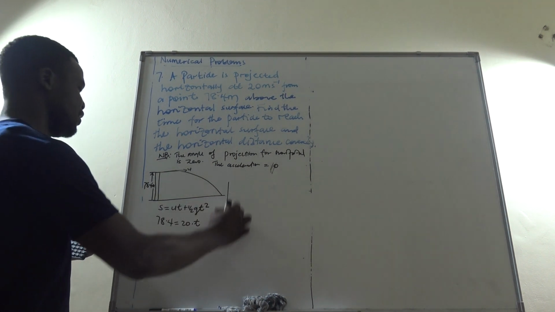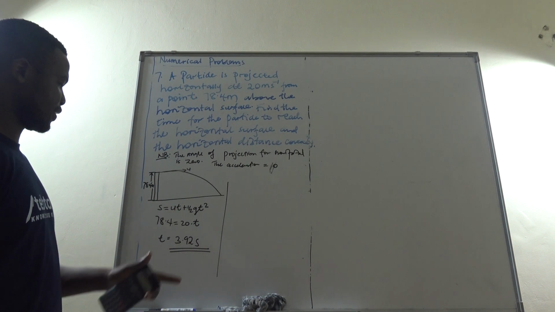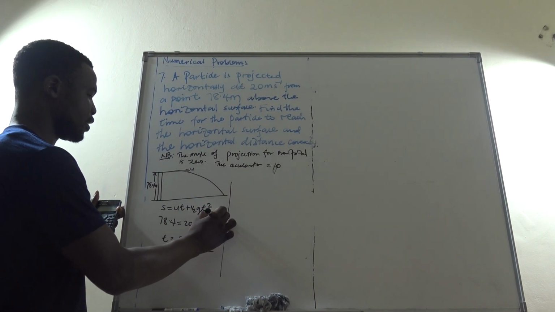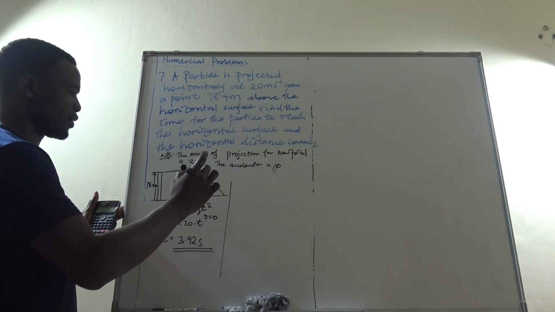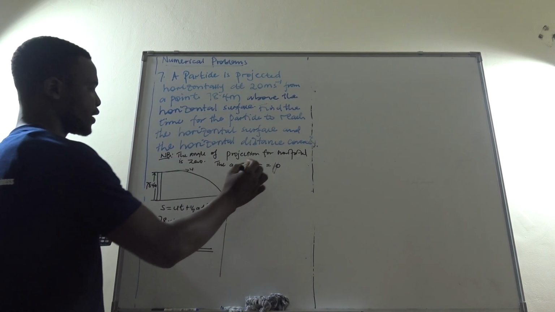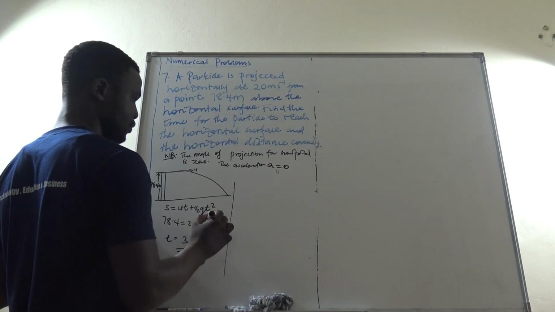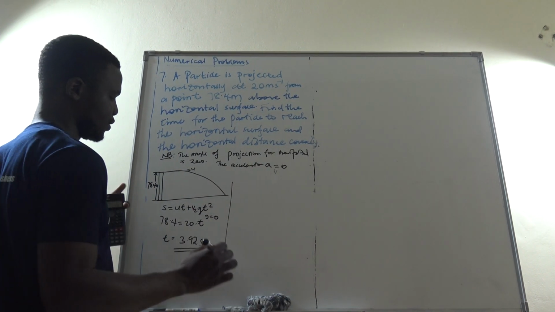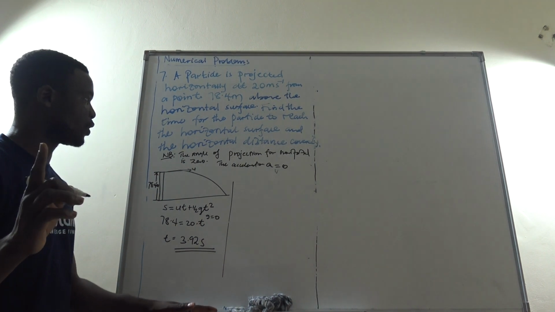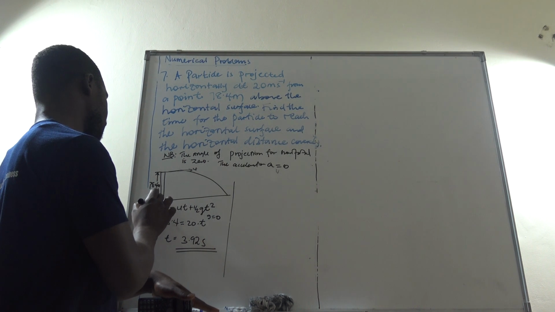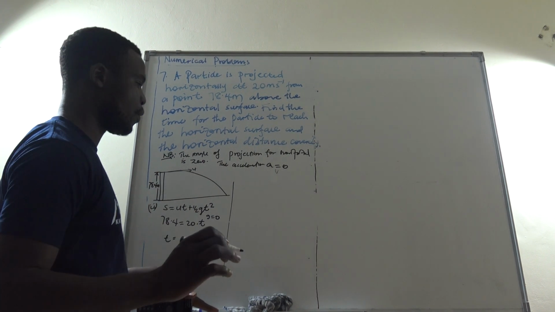And this being the time, we have said that g is equal to 0 for this motion. The acceleration a is 0 for horizontal projection. Now this was the solution to Roman numeral 1.